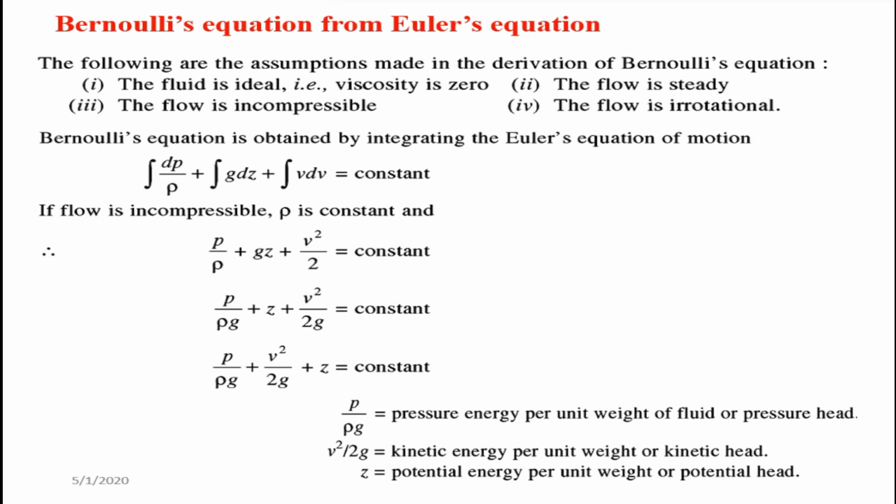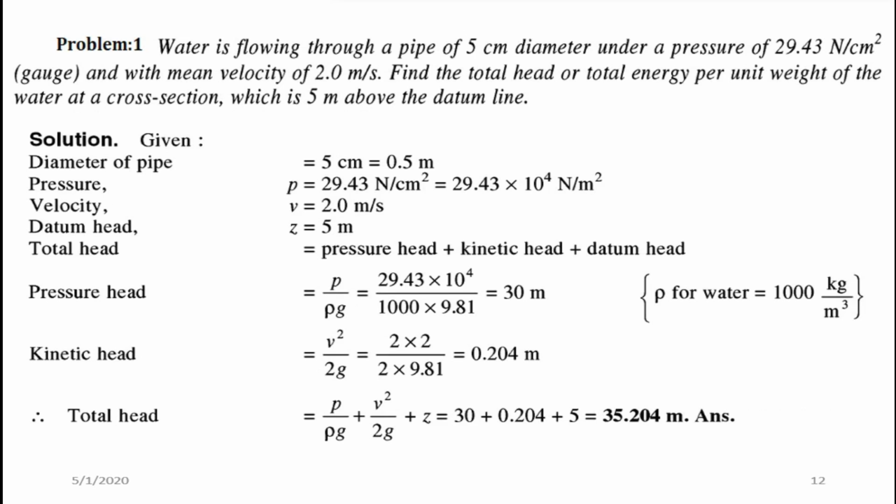So we will see the first problem on Bernoulli's equation. Water is flowing through a pipe of 5 cm diameter under a pressure of 29.43 Newton per centimeter square and with the mean velocity of 2 meter per second. Find the total head or total energy per unit weight of the water at a cross section which is 5 meter above the datum line.